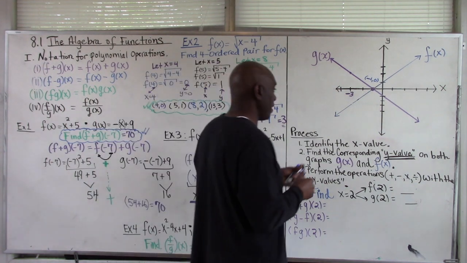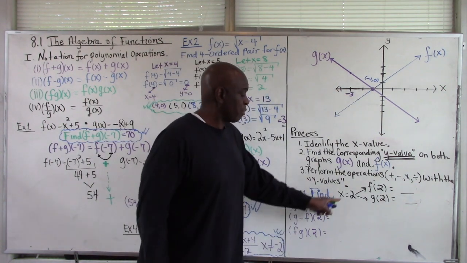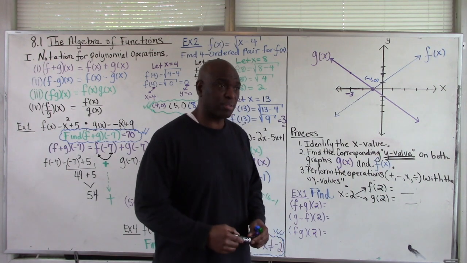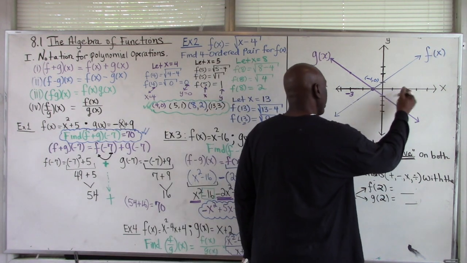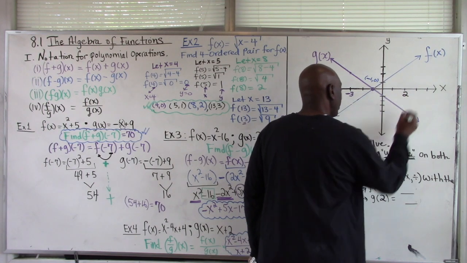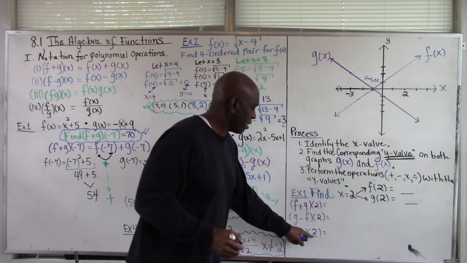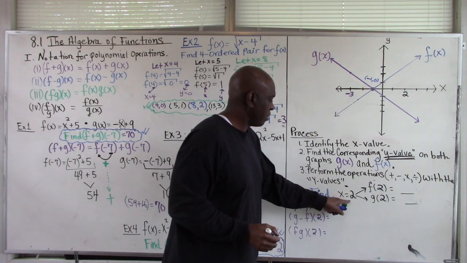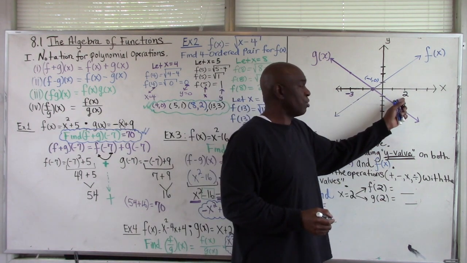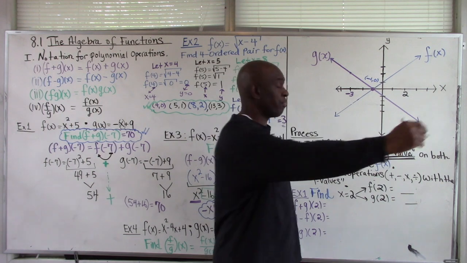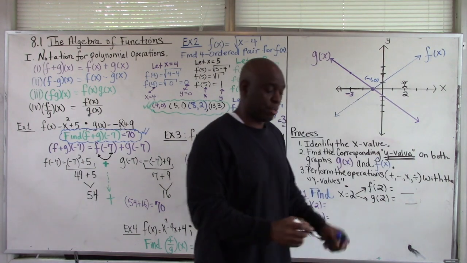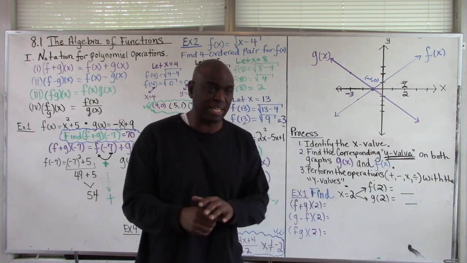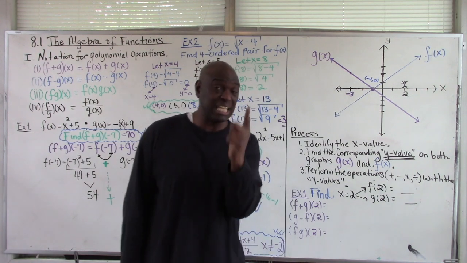Alright, so I know my x value is 2. Where is the number 2 on the x-axis? I think we can find that. Let me see. 0, 1. Here it is. There's 2. I found my x value. X is 2. So x is 2 right here. Draw a picture of yourself. Draw a picture of you on 2. Okay. There you are.